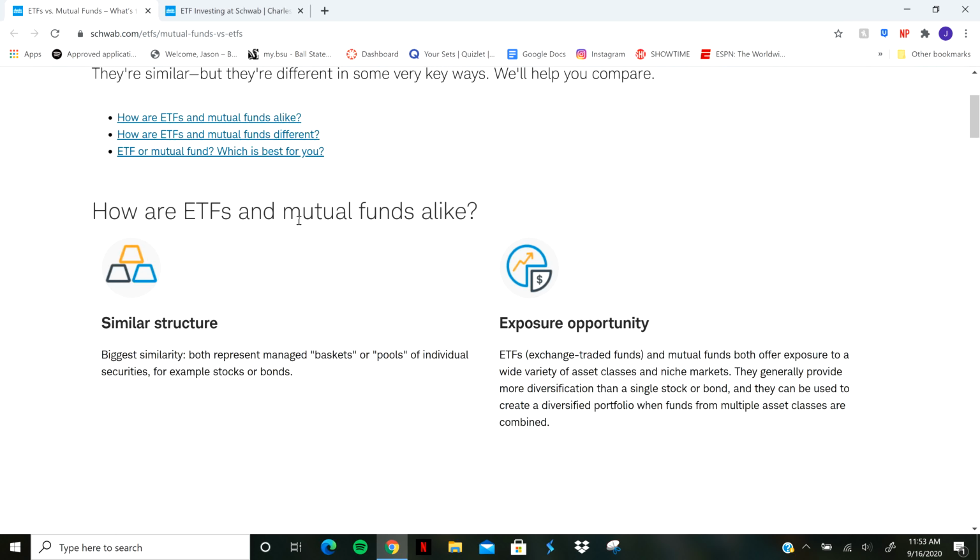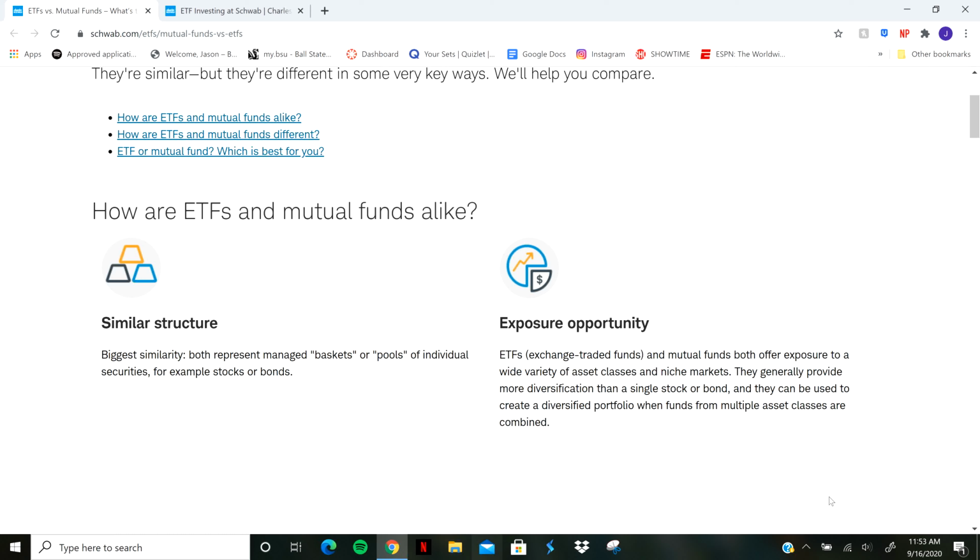How are ETFs and mutual funds alike? Similar structure. Biggest similarity, both represent managed baskets or pools of individual securities, for example, stocks or bonds. You can have an ETF that mirrors the S&P 500. You can also have a mutual fund that mirrors the S&P 500, and both of those are going to have roughly 500 stocks in them. So they're both very similar in that department.